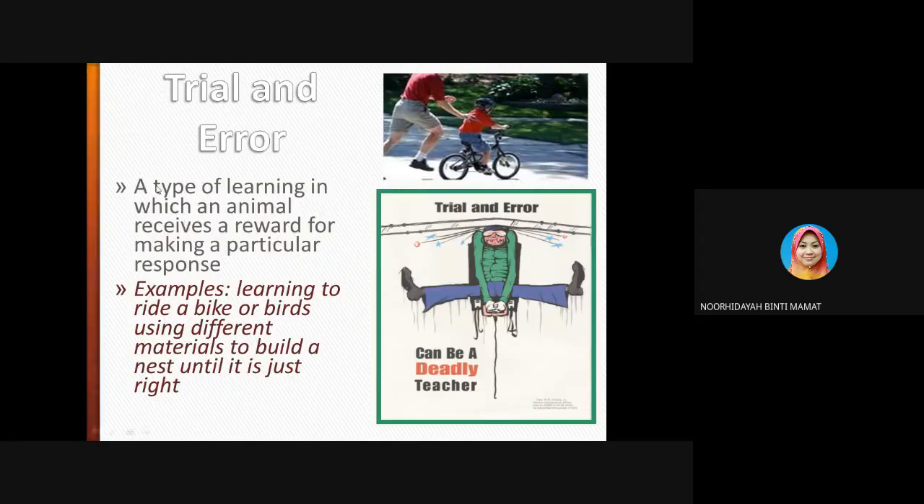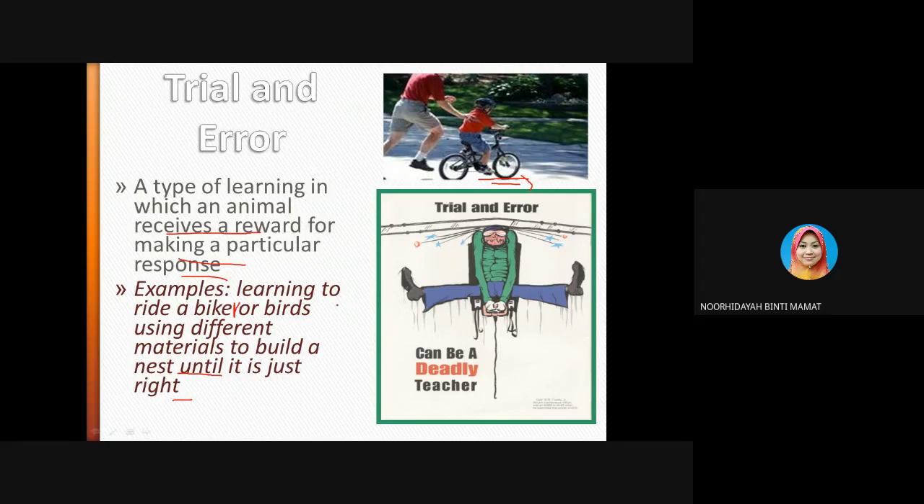So trial and error is a type of learning behavior in operant conditioning in which an animal receives a reward for making a particular response. For example, learning to ride a bike. What reward does the animal or human or any organism get? They can ride a bike. Or a bird using different materials to build a nest until it is just right. So this is trial and error.